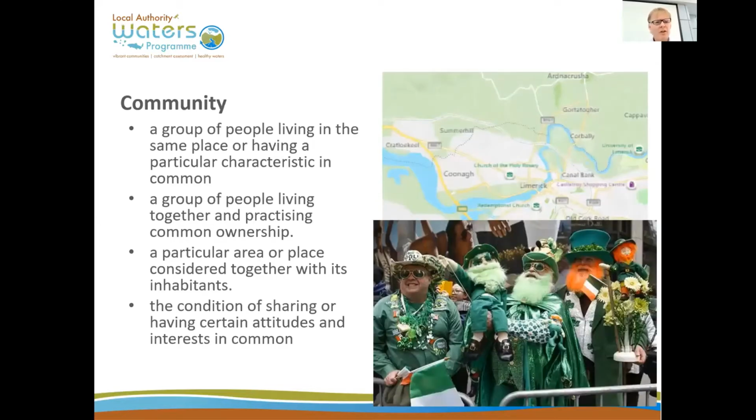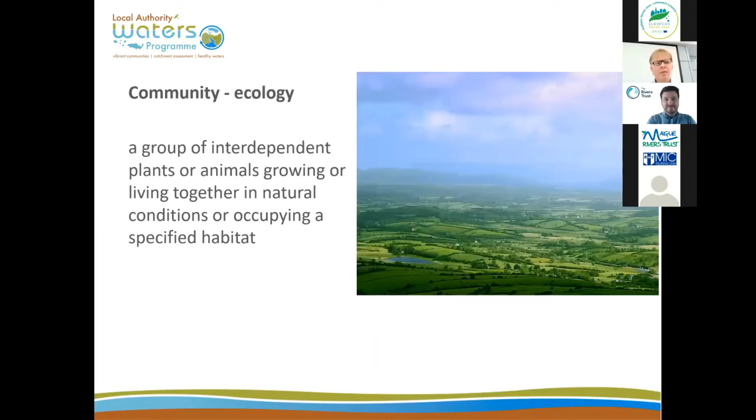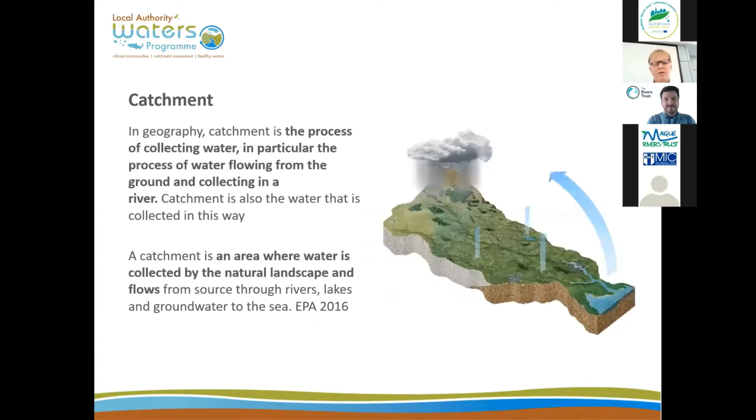So first of all, just a few definitions. What is a community? Effectively, it's a group of people living in a catchment area or a geographic area, I should say. There are a number of different definitions. Culturally, we may also form part of a community, so shared attributes help us define what a community is. However, if we look at it in a broader, ecological context, a community really is a group of interdependent animals or plants growing or living together in natural conditions or occupying a specified habitat. So in other words, we humans are part of the communities because we live within a landscape with all of the other ecologies. We're actually part of that ecology, and this is very important to understand.